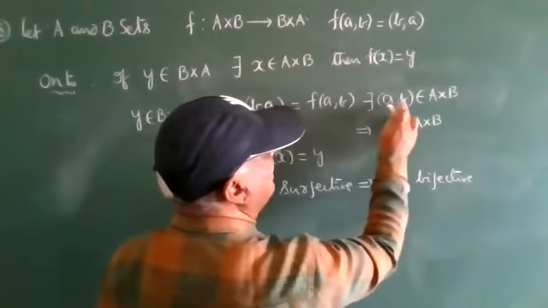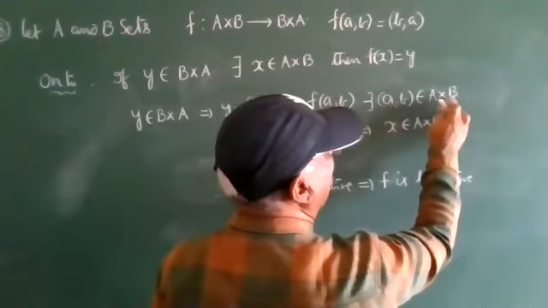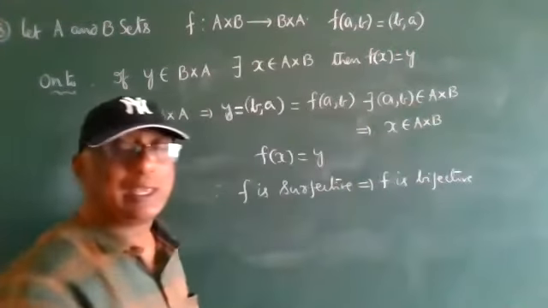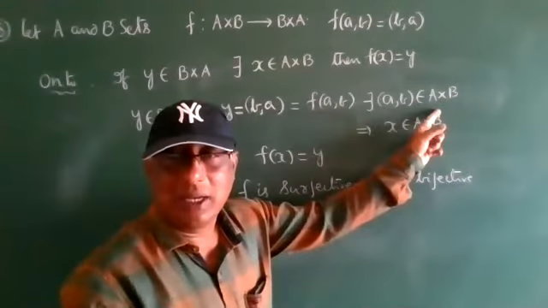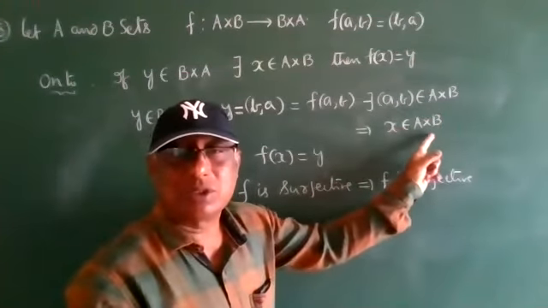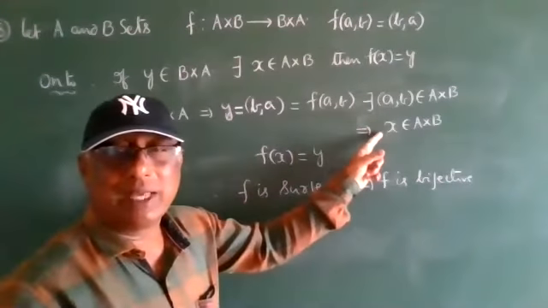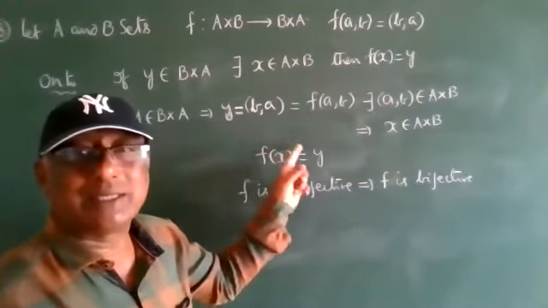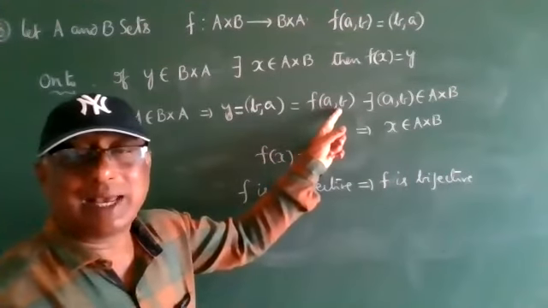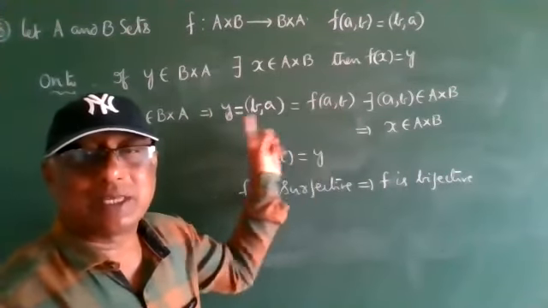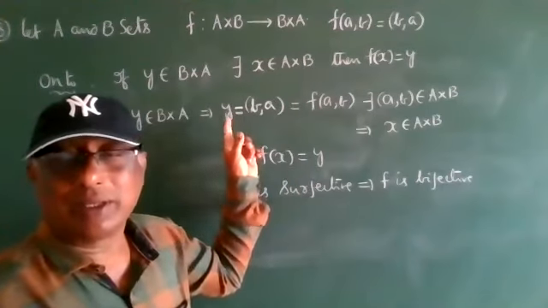(a, b): first element is A, second element is B, means A cross B. So (a, b) is in A cross B. Understand, Anichal? So therefore x belongs to A cross B. We start with y, we end with x. Therefore, f of x is equal to y. Is it clear?